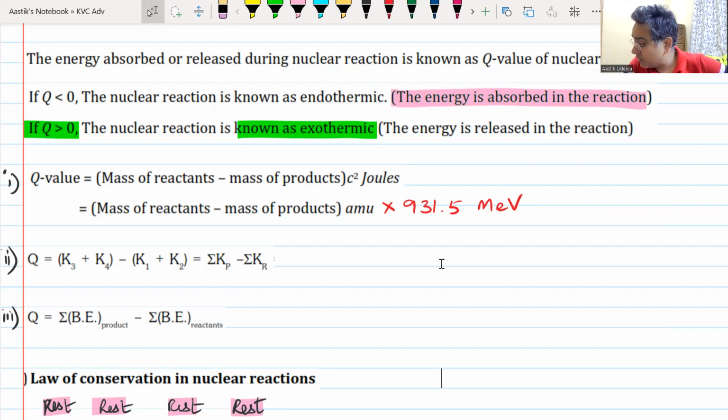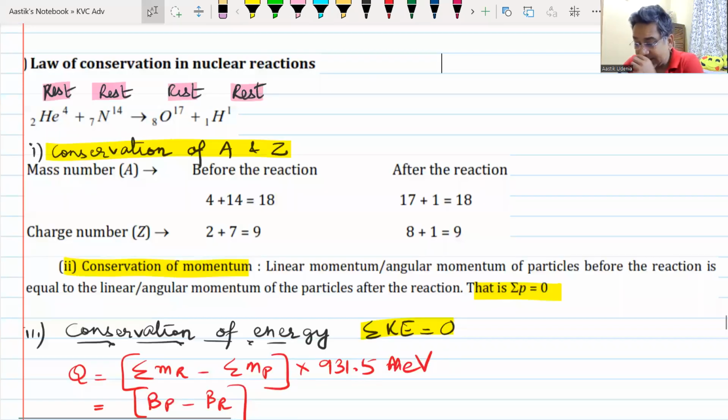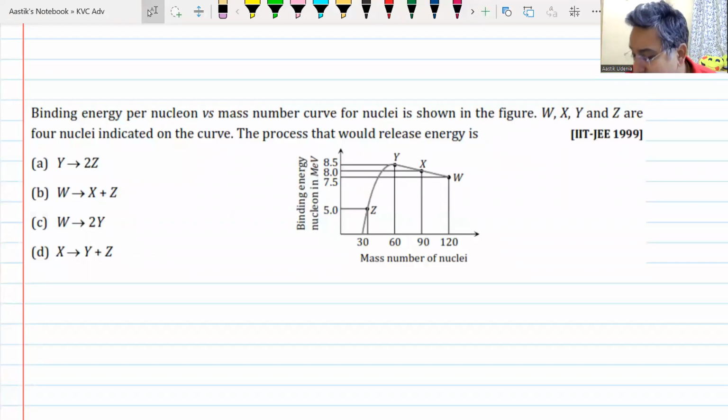We have also seen how we can apply law of conservation of energy in any nuclear reaction. Three things we have to apply: law of conservation of A and Z, atomic number and mass number, law of conservation of momentum, and law of conservation of kinetic energy. We had seen some examples there, and I think we were dealing with this question when we ended the class, so we will start with this question.